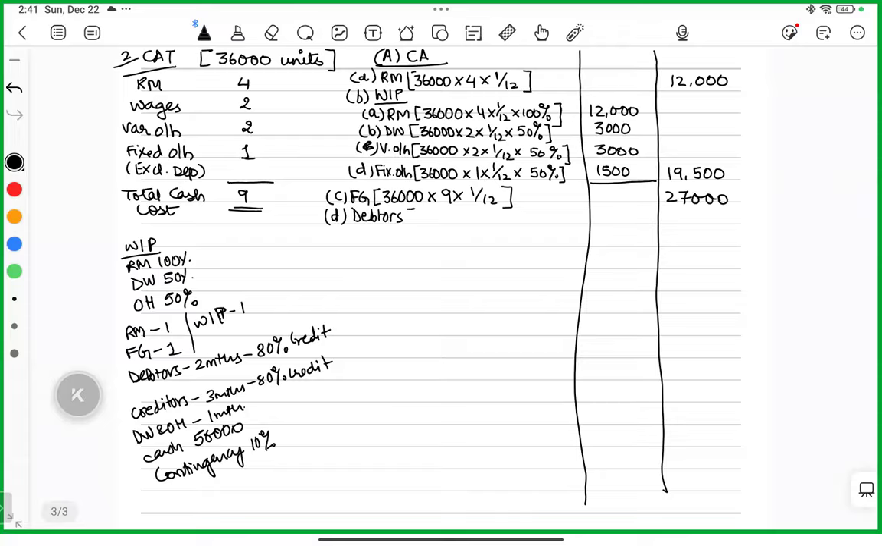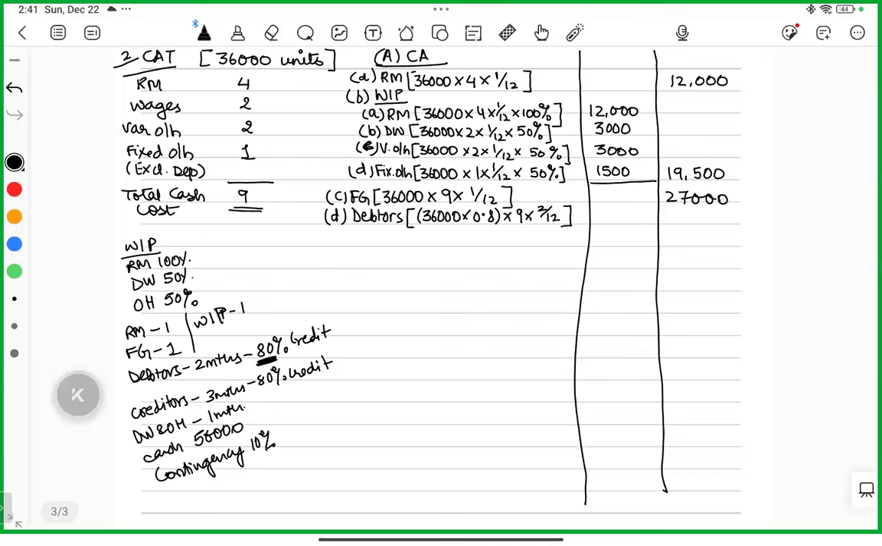Now debtors. So you are making and selling 36,000 units, but in this question you are given that 80% of the goods are sold on credit. So out of this 36,000, only 80% or 0.8 are sold on credit. Per unit investment or total cost is 9 because your investment in selling these goods is only 9 and not the selling price. And credit allowed to debtors is 2 months.